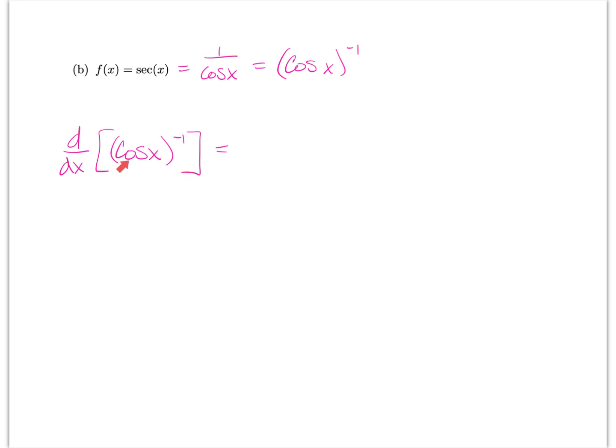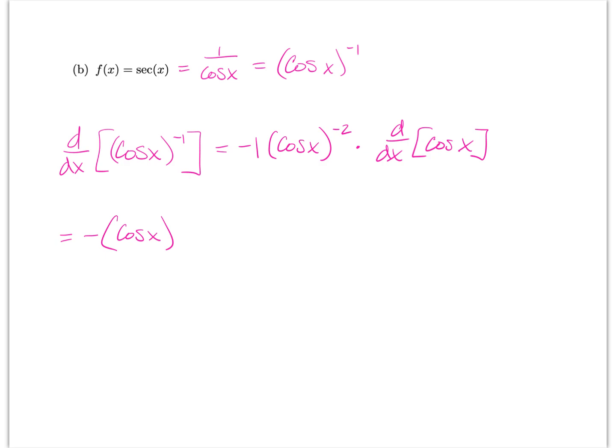So my inside function is cosine. So my outside function is the negative 1 power. So this is going to be some stuff to the negative 1 power. And I'm going to start with the power rule. Bring the negative 1 down, copy the stuff, reduce the exponent by 1, then multiply by the derivative of the stuff. Okay, so that's negative cosine x to the negative 2 times the derivative of cosine, which is negative sine.